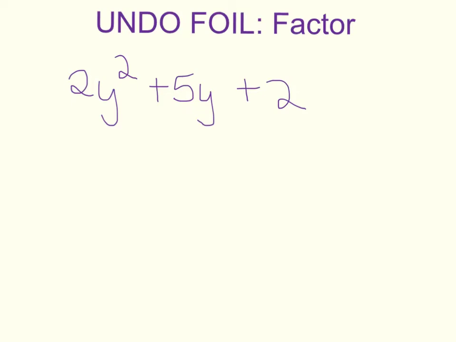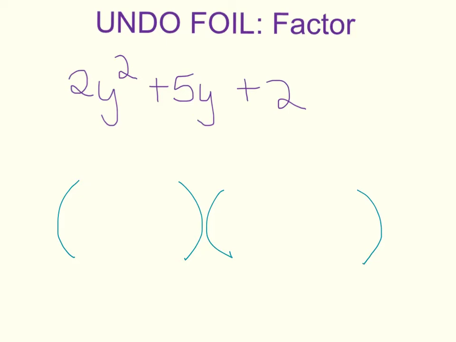So now let's think about working backwards, starting with a trinomial and trying to figure out two binomials that when multiplied together give you this trinomial. So for this example, we're just going to do a guess and check so you get the idea, but then later I'm going to teach you a very specific step-by-step process that will always get you the correct answer. So we know that we need two binomials that multiply together to give you 2y squared plus 5y plus 2.